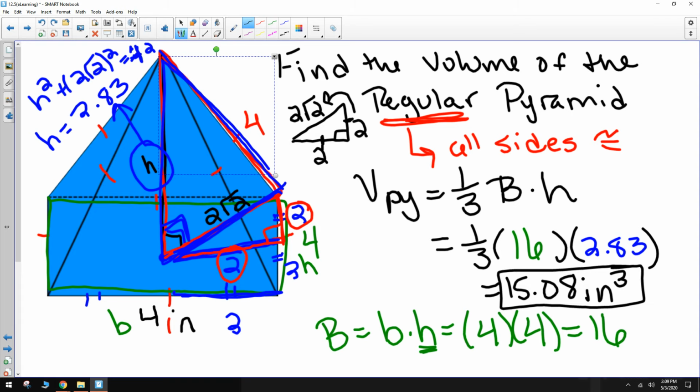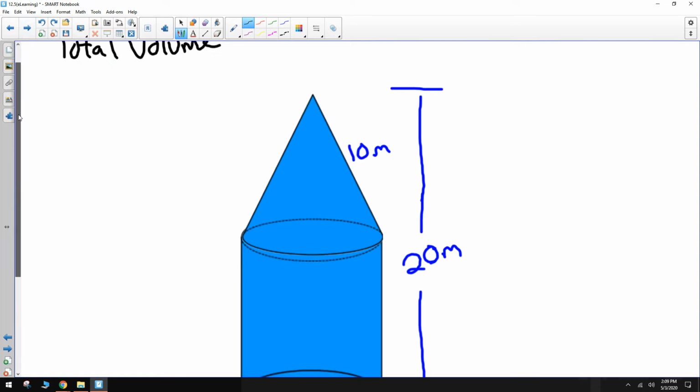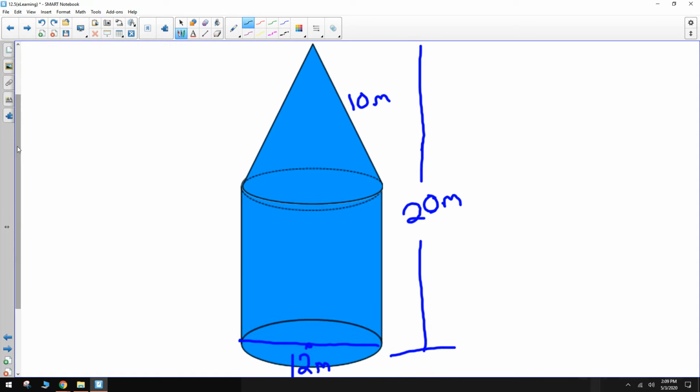All right, this one's kind of a challenge problem because of this piece here. It's very different than what we've done in the past. All right, next I want to do a combo problem with you. Remember in the last video we learned that combo problems are really easy when I'm doing volume. All I have to do is take the volume of the first shape and add it to the volume of the second shape. So if I'm finding total volume, my first shape is a cone, and I'm going to add it to the volume of a cylinder.